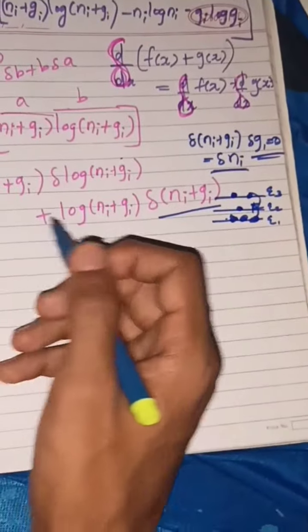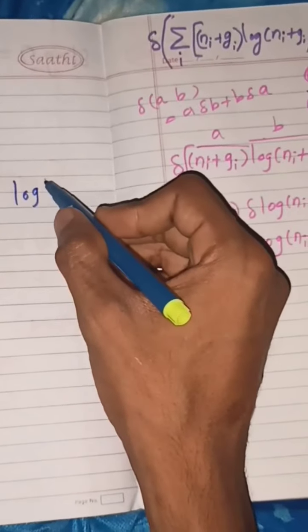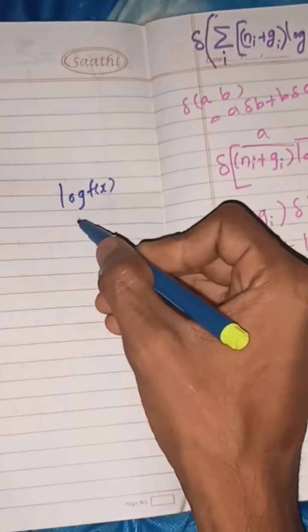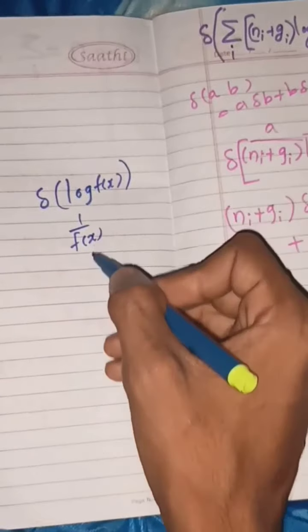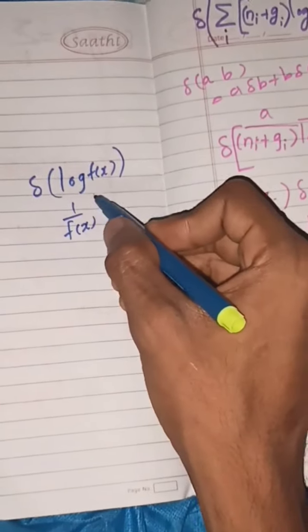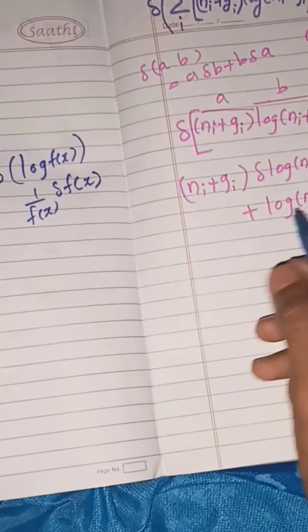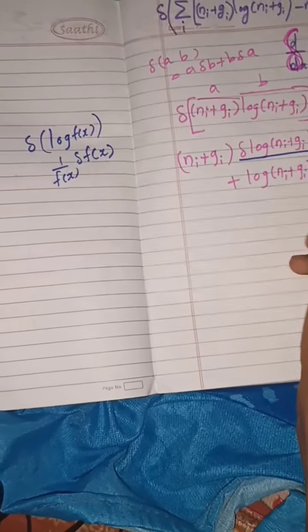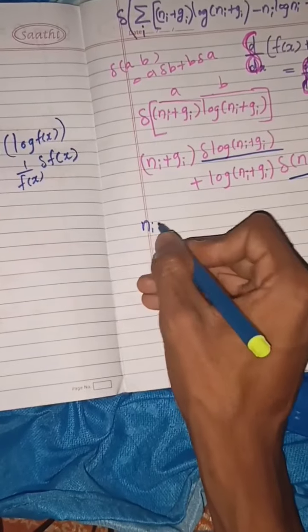And also, you know that the differential of log f of x is actually 1 by f of x times the differential of f of x. So you can apply the same result here. The differential of log of ni plus gi is actually, you can write this as ni plus gi.